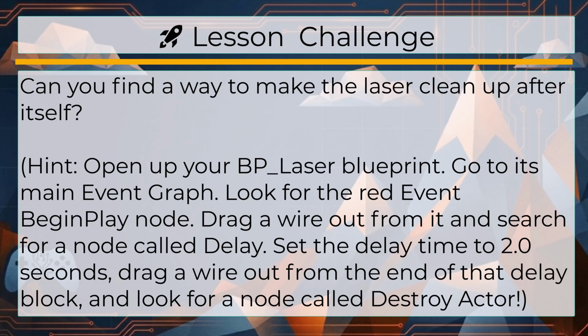And here's a little hint. Open up your BP laser blueprint, go into the main event graph, look for the red event begin play node, drag a wire out from it and search for a node called delay. Set the delay time to so many seconds. And then drag a wire out from that one and look for a node called destroy actor. I'm going to go through this process with you in a second, but see if you could figure that out on your own for now.